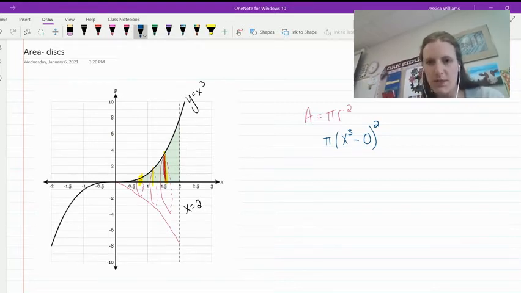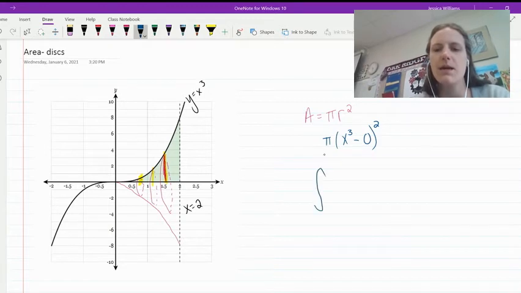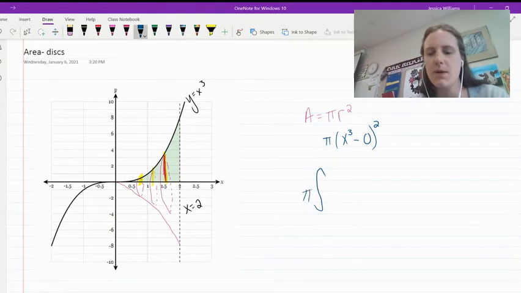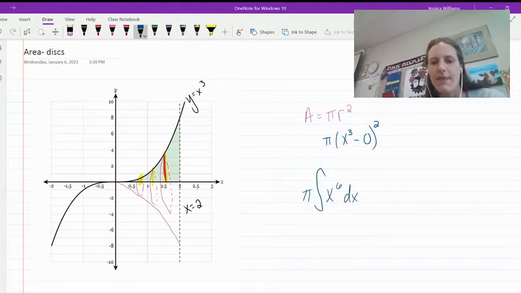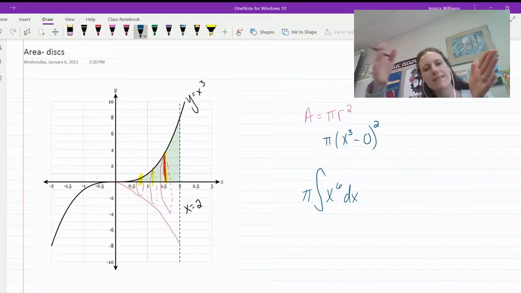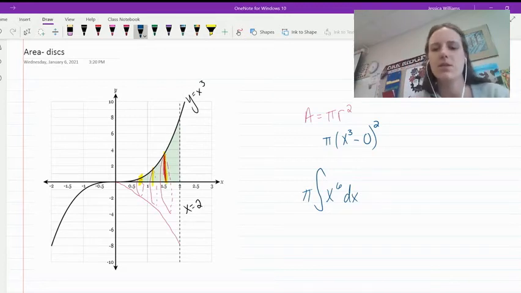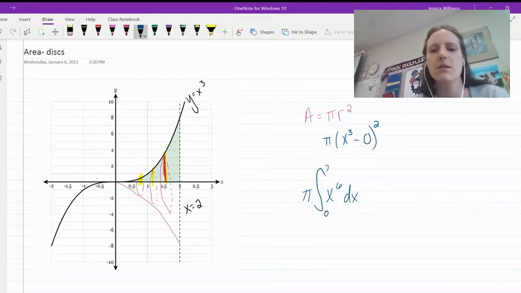We don't want one circle, we want all of the circles. So what we do is we add up all of the circles. I'm going to put the pi outside because I always will. x cubed squared is x to the 6th. And then our last piece that we need is where should we start adding circles and where should we stop adding circles? For this question, it's going to be 0 to 2.